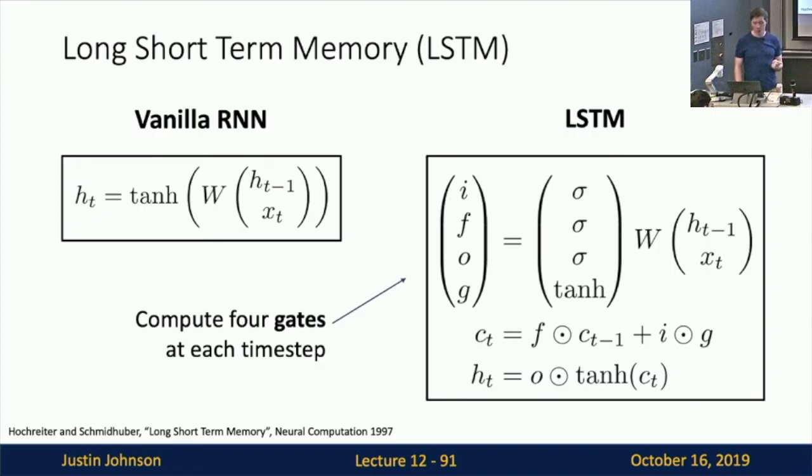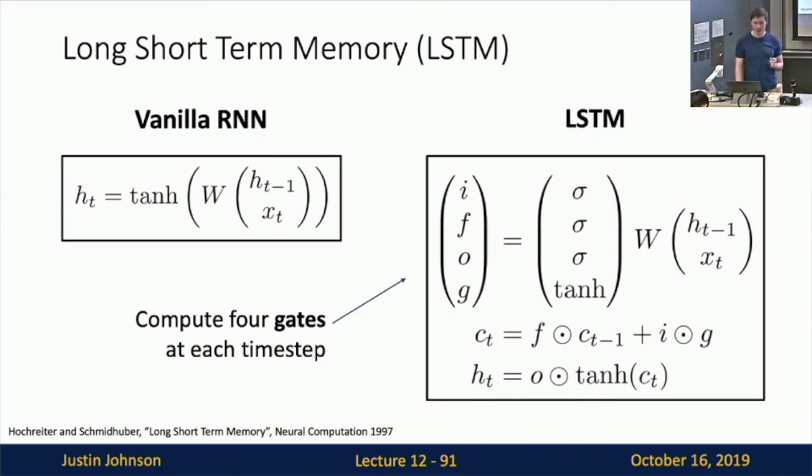And then at every time step, we're going to use the previous hidden state as well as the current input to compute 4 different gate values, I, F, O, and G. And those will be used to compute the updated cell state, and then those will be used to compute the updated hidden state.